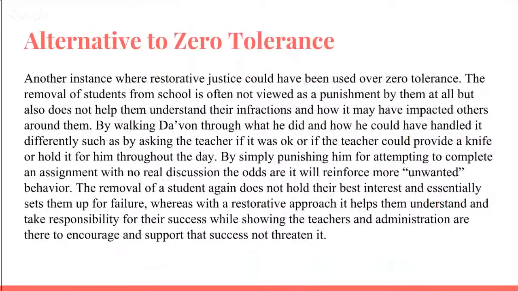This is another instance where restorative justice could have been used over zero tolerance. Removing students from school is often not viewed as a punishment by them at all, but it also does not help them understand their infractions and how it may have impacted others around them. By walking Devon through what he did and how he could have handled it differently, such as by asking the teacher if it was okay to bring a knife, or asking the teacher if they could provide the knife for him, or even hold the knife throughout the day for him, rather than simply punishing him for attempting to complete an assignment with no real discussion, the odds are it will reinforce more unwanted behavior.